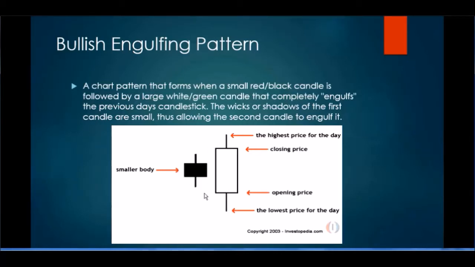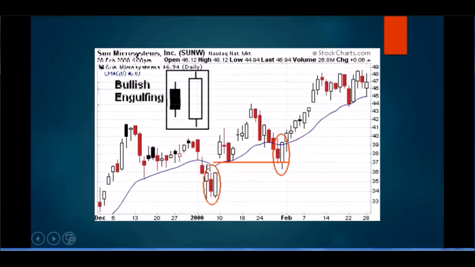Now, this is the ideal situation where it engulfs both the real body and the wicks. However, if it merely just engulfed the real body, that would still be a bullish engulfing. So ideally, you want to see it engulf the entire candle, wick to wick, but for it to be a technical bullish engulfing, it just needs to engulf the real body. Okay, let's look at some more examples here.